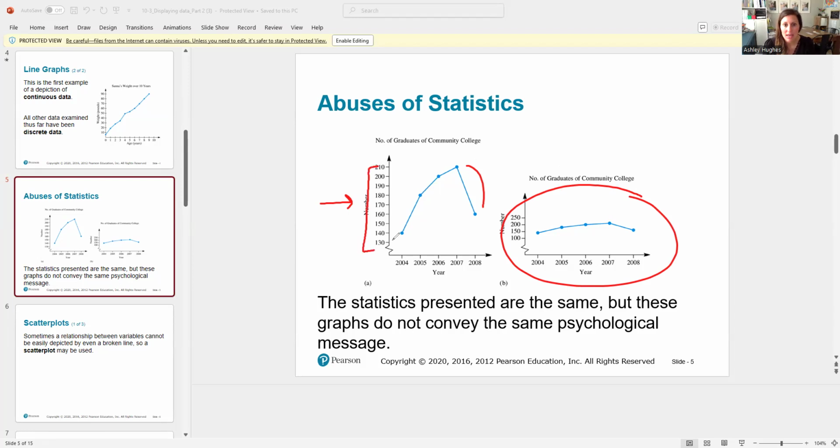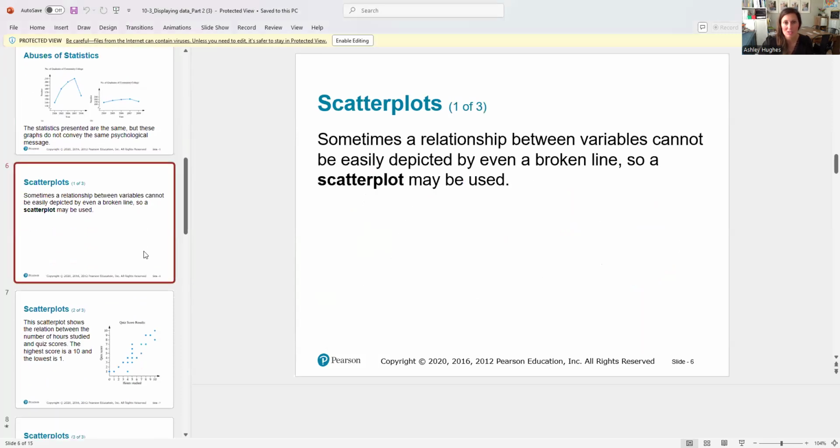Notice here that the scale on the y-axis is very different. This scale is counting by tens, this scale is counting by 50s. So when we are counting by 50s, that data doesn't look so bad. When we're counting by tens, you can see it's quite a drop off from 2007 to 2008. So just be aware that sometimes data can be manipulated kind of to present a certain belief.